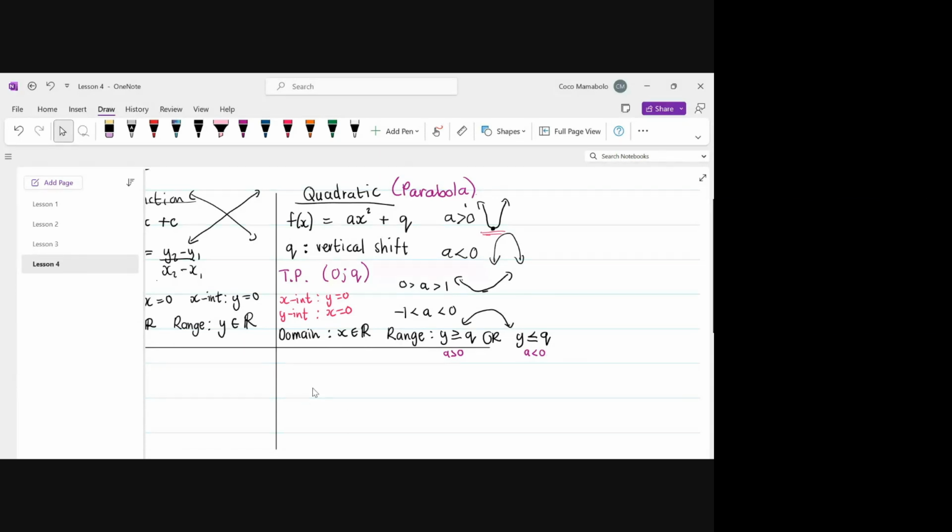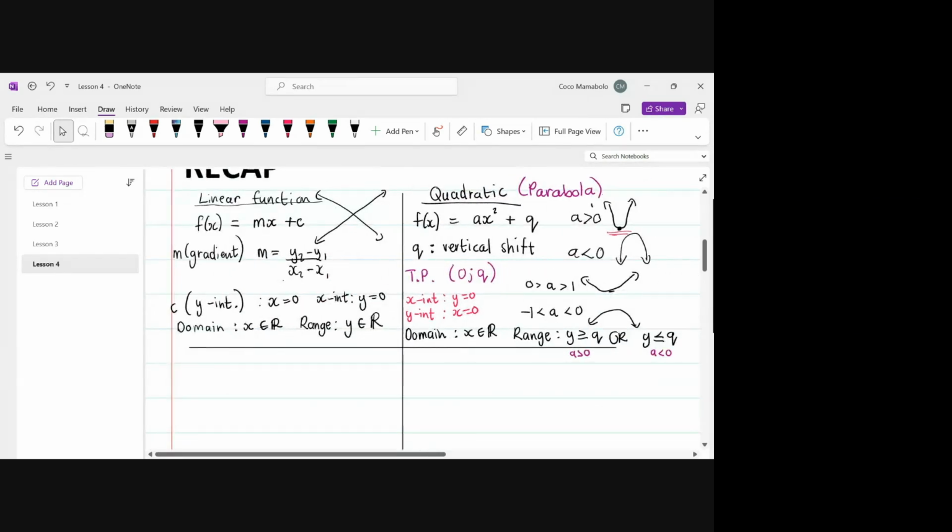Everybody happy? I have a feeling everybody's going to be like, ma'am, let me just take a screenshot. Take a screenshot if you can. All of this stuff is super, super important. Great, that is your quadratic function. Good, now we're going to move on to the hyperbolic function.